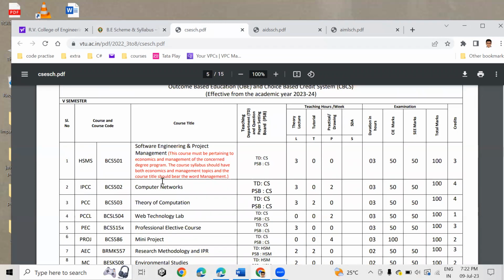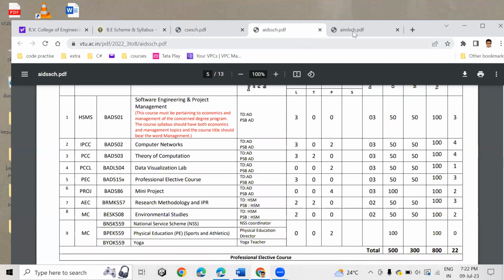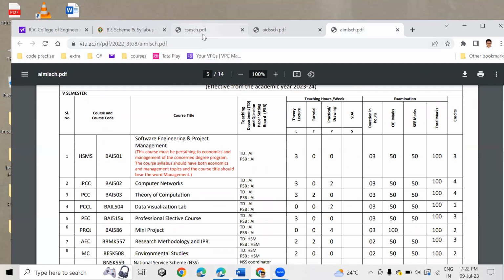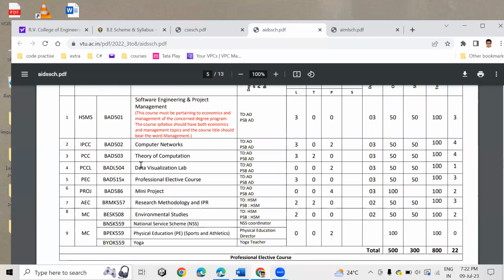We taught about the life cycles of software, how software is built, what kinds of test cases there are. Over here, you're only going to study the economics and management related to our course, that is for the pure computer science course. And here also this is the same, and this is the same here as well.